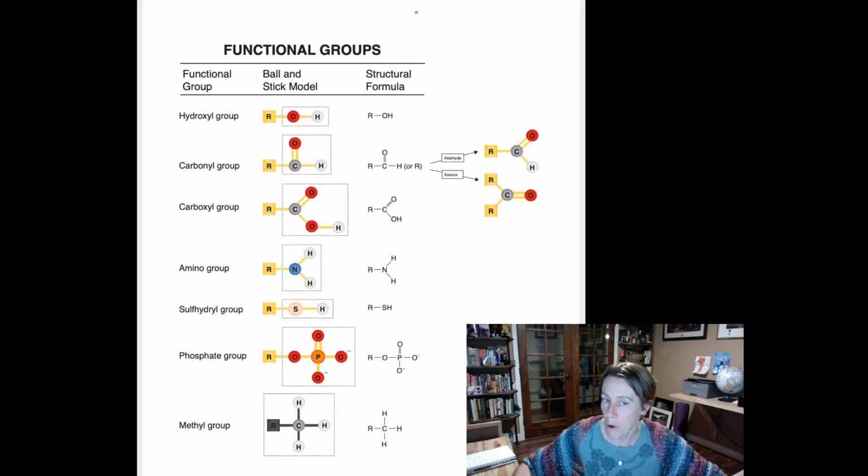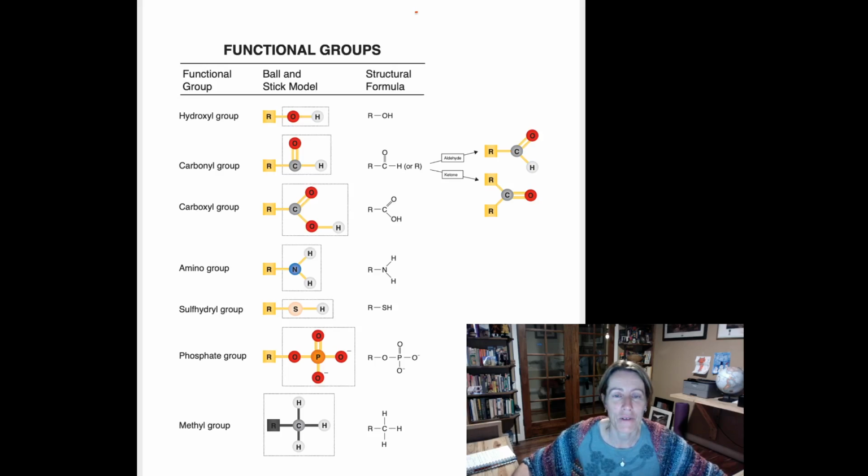You will not get points for writing carbonoxyl. That doesn't exist. That's not a functional group. I've seen it many times. It's either carbonyl or it's carboxyl. Make your mind up. You can't do both. All right, so that's number one.